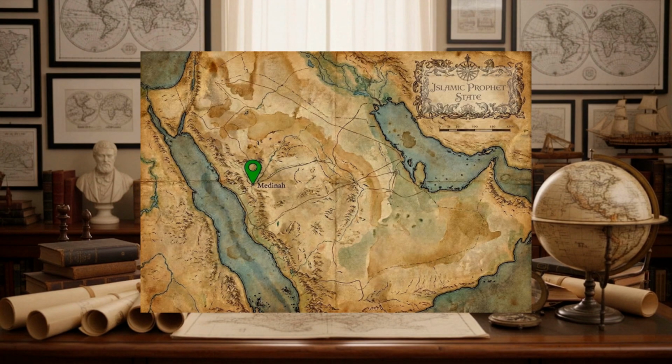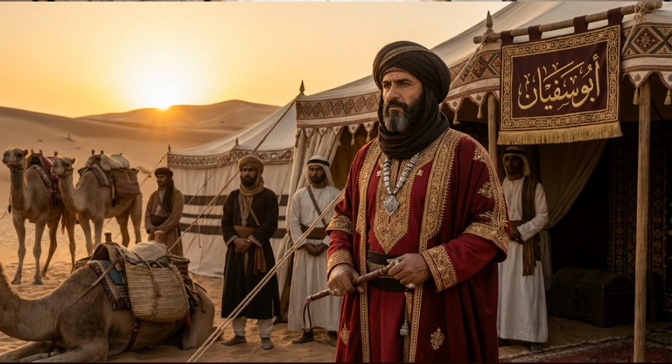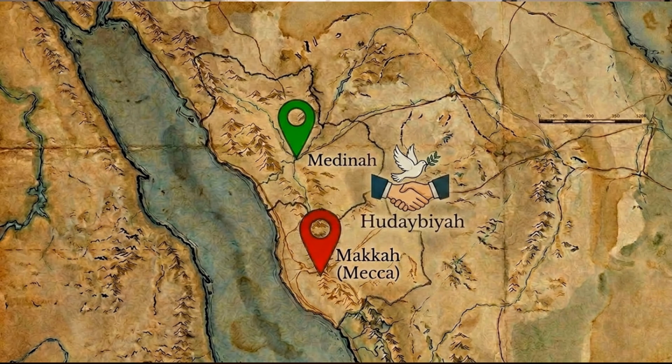So, let's begin with the big question: what was the geopolitical environment in which this battle took place? At this time, we have an emerging Islamic State led by the Prophet Muhammad in Medina. On the other side, there is a tribal opposition in Mecca, led by Abu Sufyan, a key figure of the Banu Umayyah clan. However, this opposition was not actively at war with Medina, as both sides were in a state of truce following the Treaty of Hudaybiyah, which had been established about 2 years before the battle.